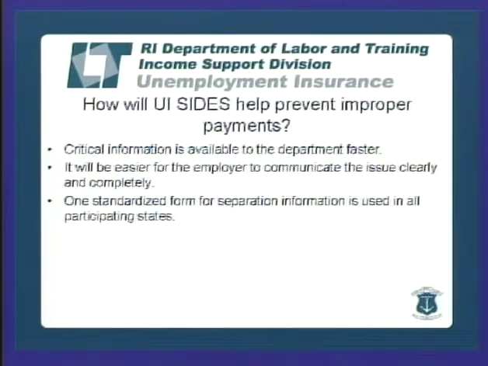They're going to be able to provide greater detail about the separation right up front so that we are more able to determine whether or not an issue does in fact exist. And then it's one standardized separation form. So an employer that might have locations in Rhode Island and Connecticut or Massachusetts, if they're participating in UI sides, they're going to be filling out the same document and the same information for each state and not having to worry about which information is needed on Rhode Island's form and which information is needed on the other state's form. It makes life much easier.